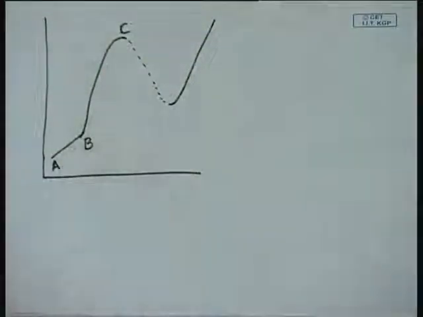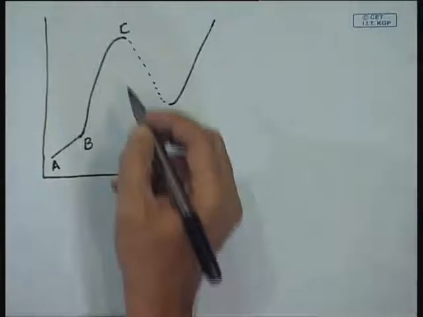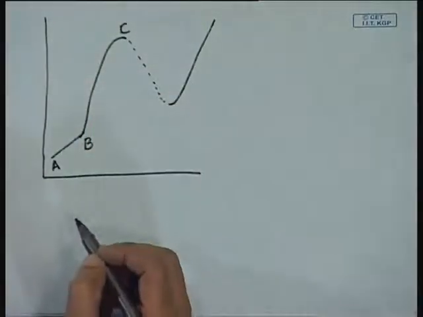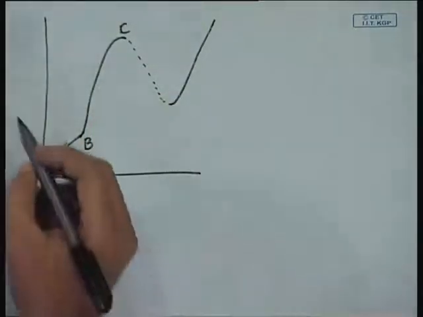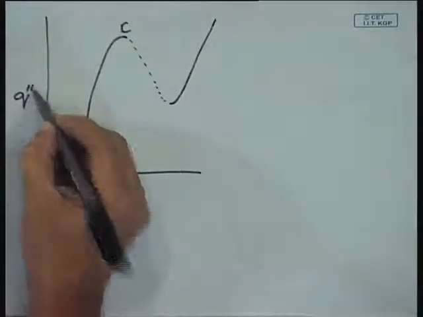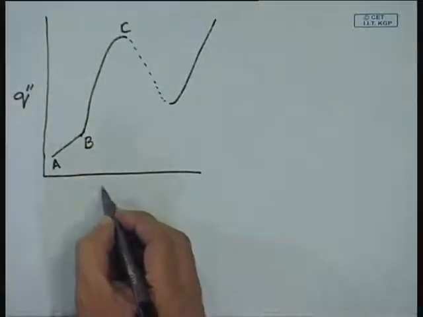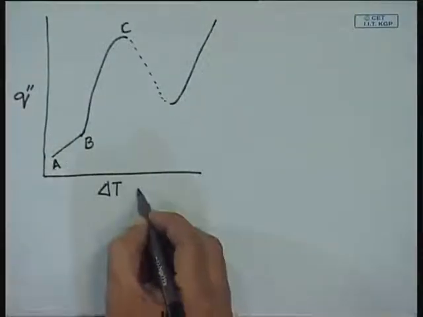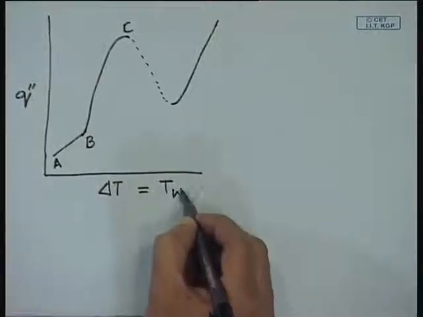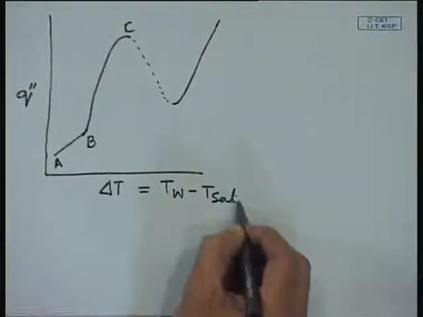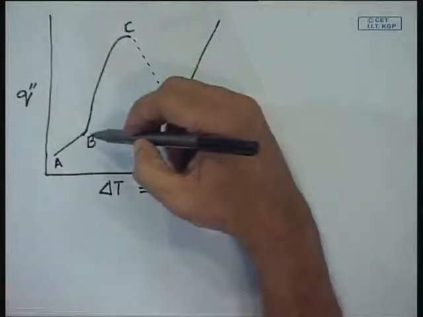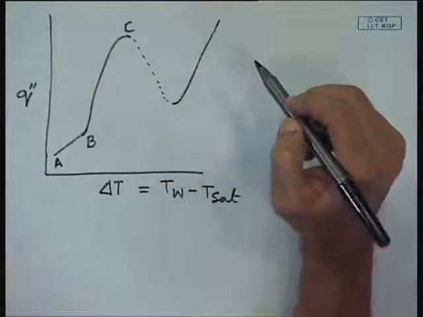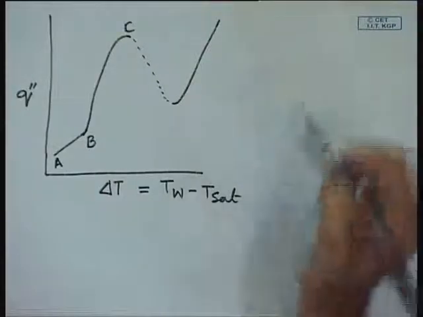So, A to B is the natural convection or free convection, cooling due to natural convection or free convection, and B to C is the nucleate boiling curve on this particular plane, where we have the variation of heat flux as a function of delta T, which is nothing but T wall minus T saturated. So, on the nucleate boiling curve BC, we get different regimes of boiling, this also I have told.